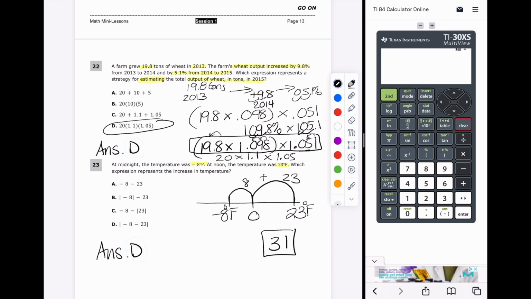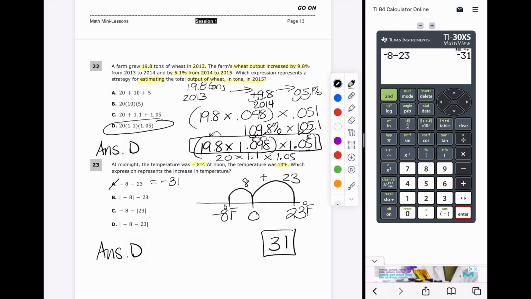Okay, so now they're asking, well, which expression represents that? So how could I have gotten to 31? So I need to find something that kind of showed the 8 plus the 23. And all they did here was like, which of these would give me a positive 31. Like if you were to do this work out, would you get positive 31? So you can actually try this yourself with your calculator. If you had negative 8 minus 23, you would get negative 31. So this one is wrong because I would get negative 31.